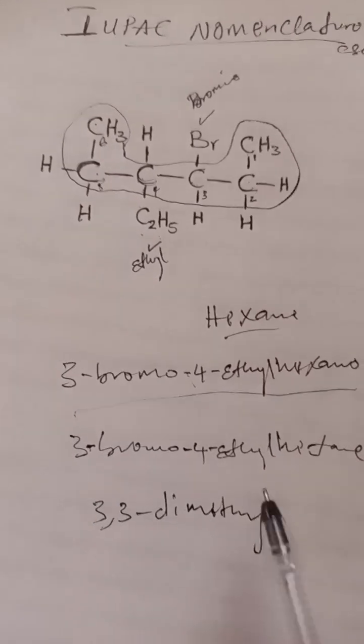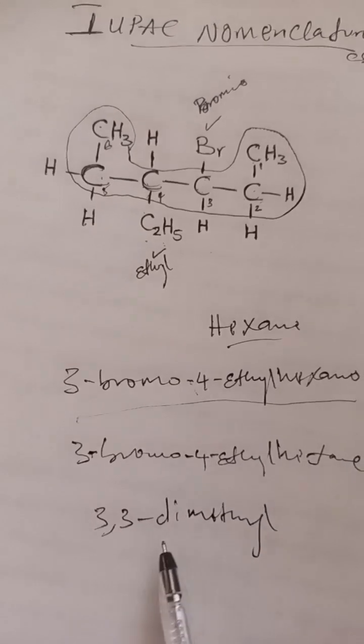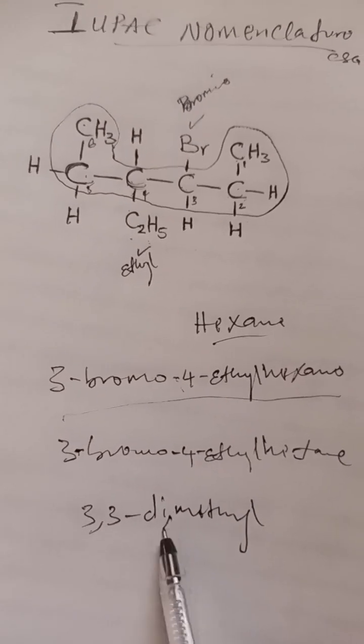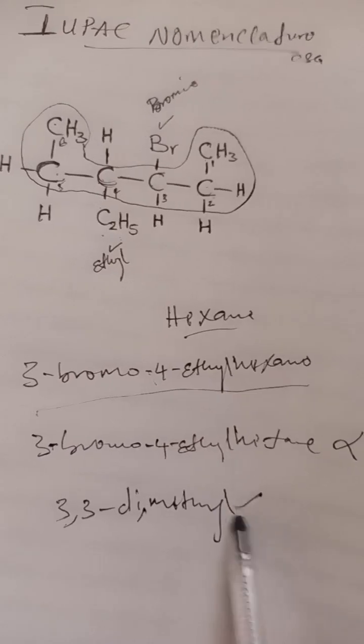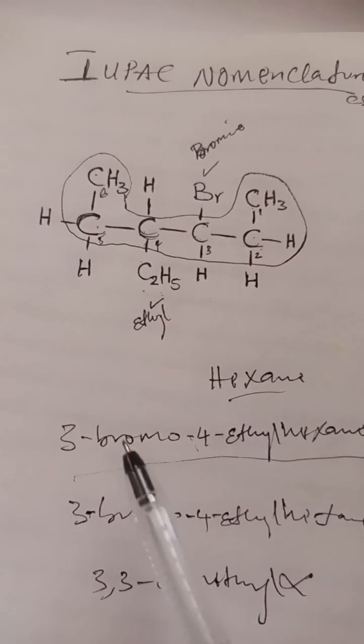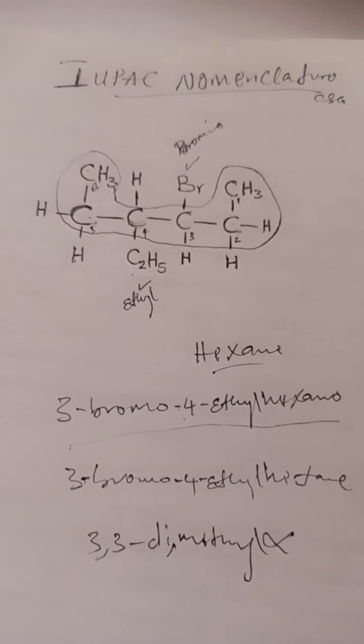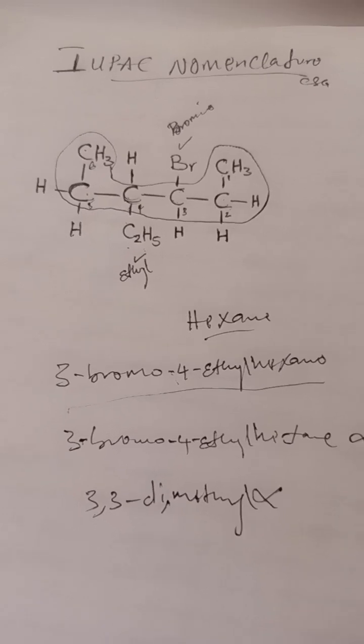So don't use a comma to separate between letters. Like if you want to say di now, you put a comma here and say dimethyl. No. Okay, this is also wrong. So the correct IUPAC name of this structure is what? 3-bromo-4-ethylhexane.